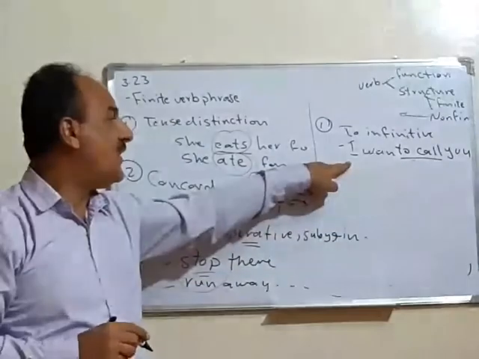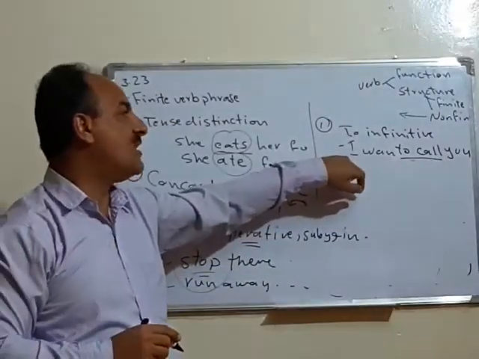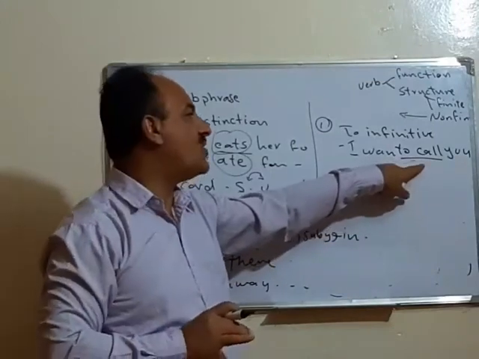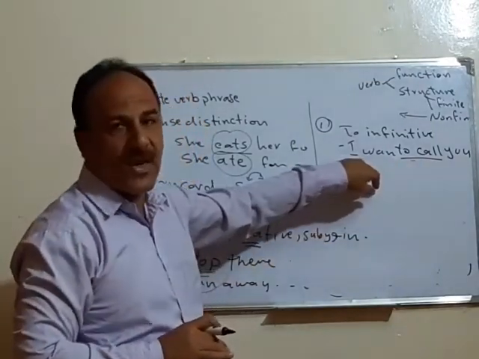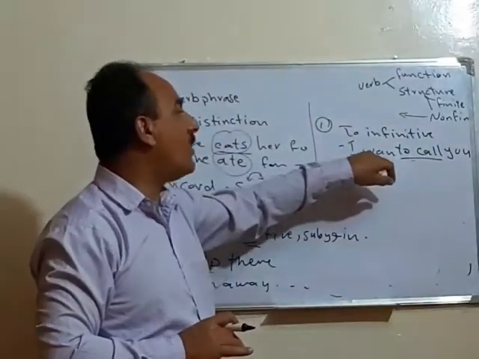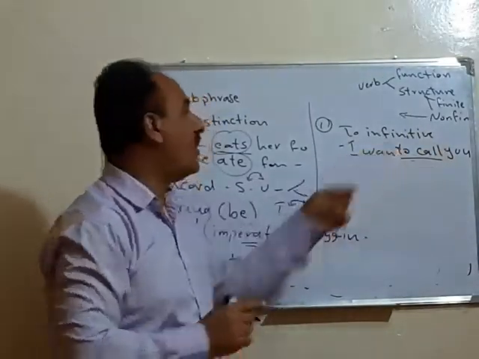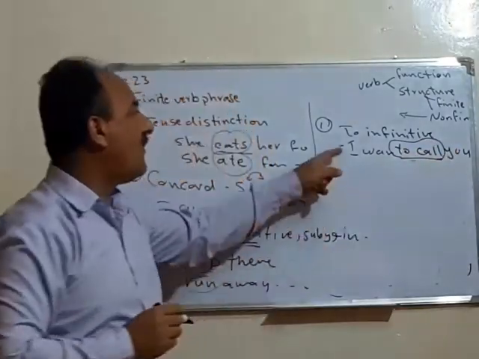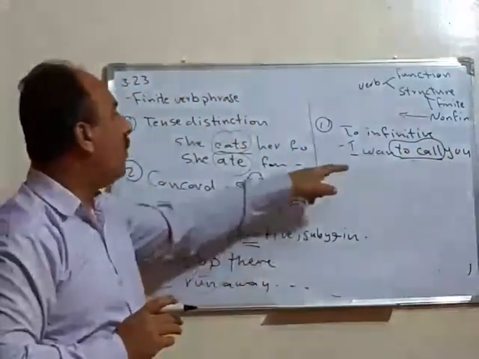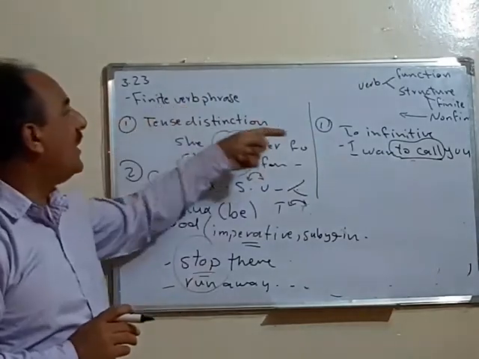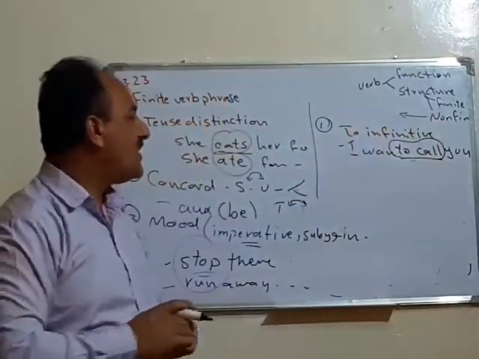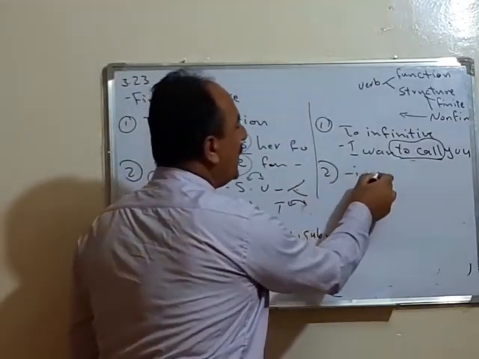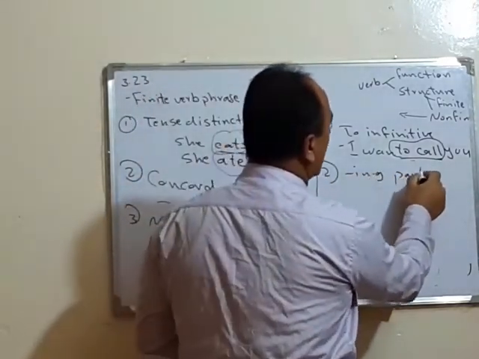Suppose we put, instead of this, she. Say she wants to call. We don't change to call. And if we say even they or teachers want to call, to call has no change. So the first one, to infinitive, is one of what we call non-finite verbs. The second case of the non-finite is what we call the ing participle.